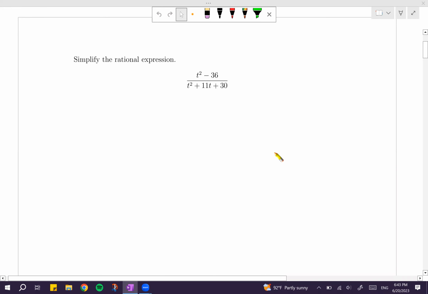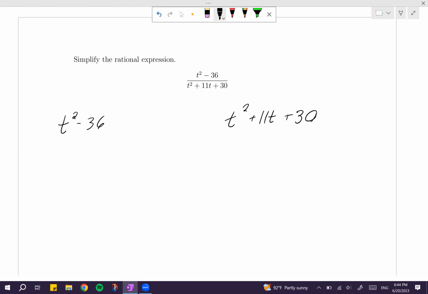Hey, so we've got this problem and it wants us to simplify the rational expression that they gave us. All right. So I'm going to split this into two parts and then bring them back together at the end. So we have our numerator, which says t squared minus 36, and our denominator, which says t squared plus 11t plus 30. All righty. We're going to try and factor this into its factors.